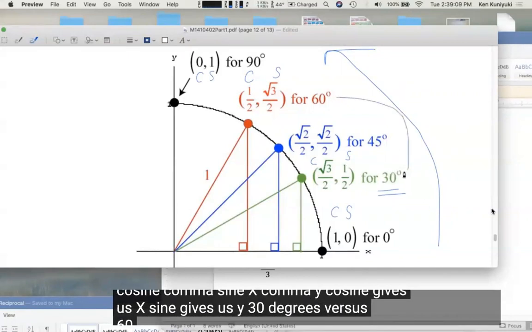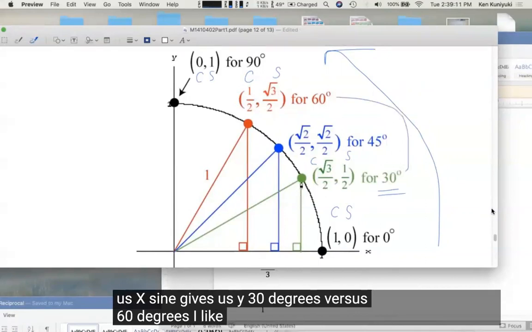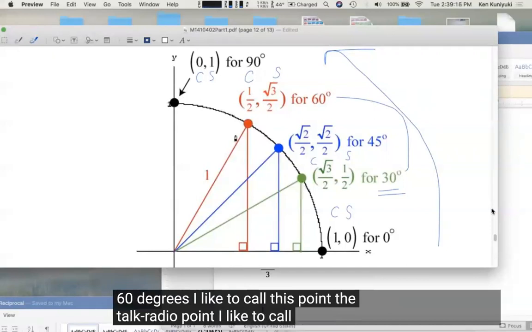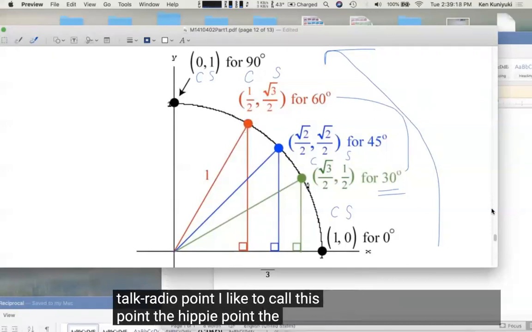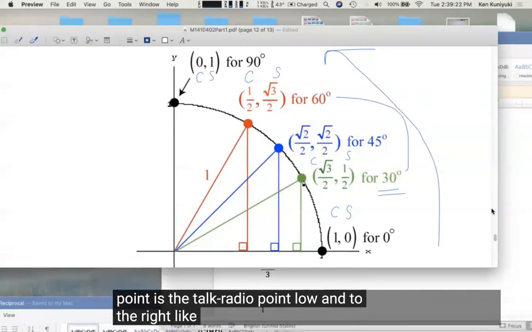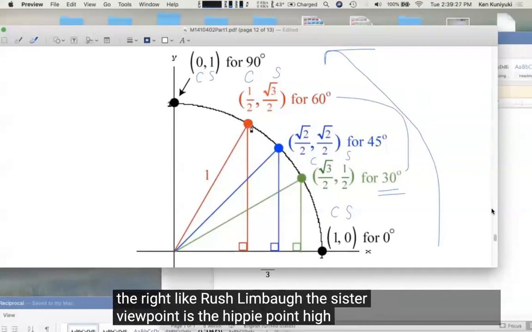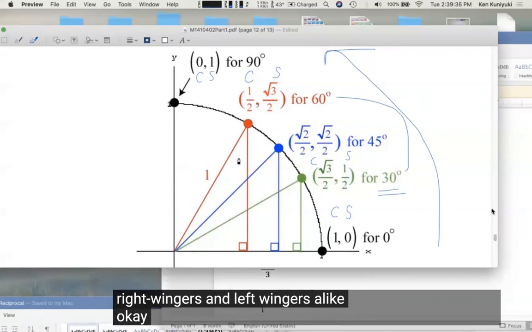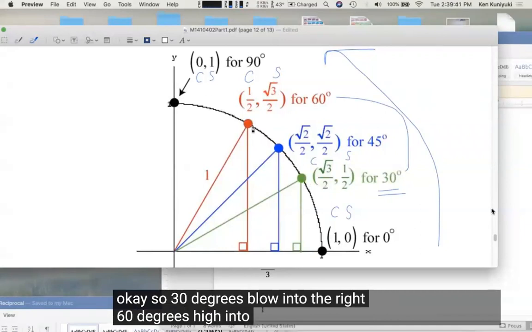30 degrees versus 60 degrees. I like to call this point the talk radio point. I like to call this point the hippie point. The 30-degree point is the talk radio point, low and to the right, like Rush Limbaugh. The 60-degree point is the hippie point, high and to the left. That's my little joke. That's meant to be offensive to both right-wingers and left-wingers alike. Okay, so 30 degrees, low and to the right, 60 degrees, high and to the left.